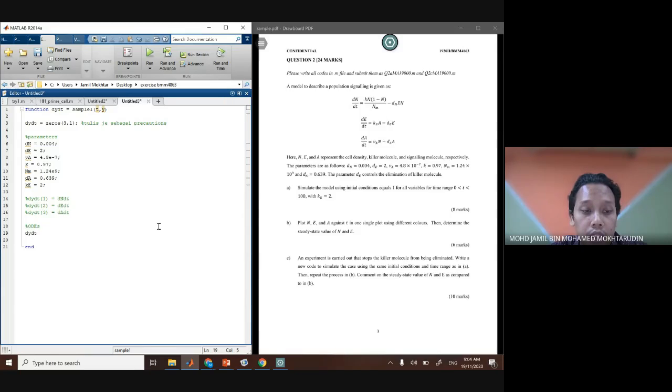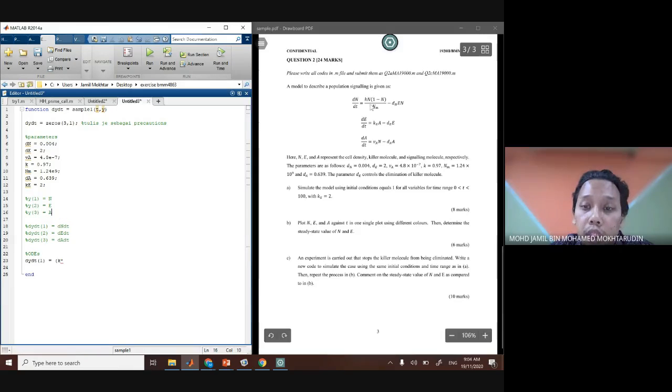So dy dt 1 equals A times, okay, so sebelum tu, kat sini kita ada dy dt. So kita juga ada y. So y1 equals N, y2 equals E, and y3 equals A. Okay. So dy dt represent the dN dt here, but macam N, E, A semua ni represented by y1, y2 and y3. Okay.